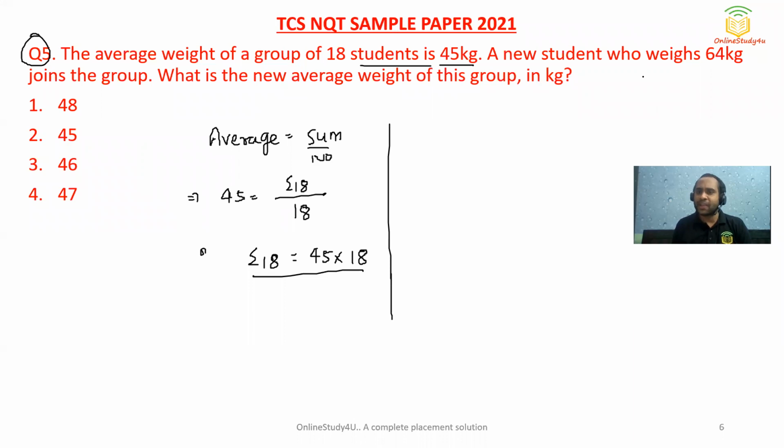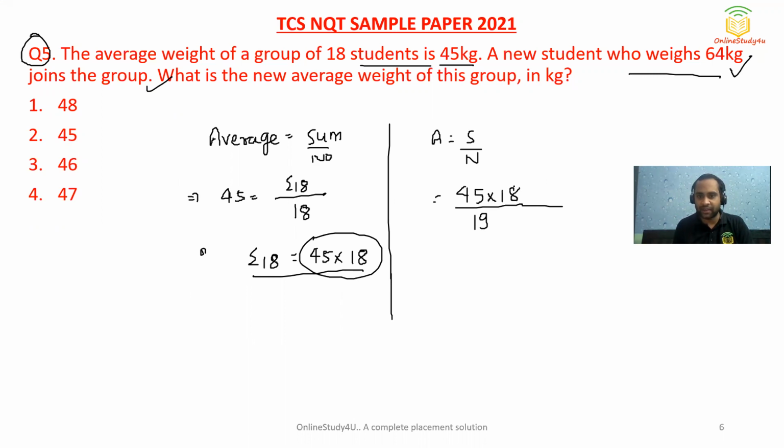Now a new student who weighs 64 kg joins the group. So now what is happening? Now the total number of students changes. Again, I will write average equals sum by number, and we have to calculate the average. The number is now 19, since a new student weighing 64 kg joined the group. The sum of 18 students is 45 into 18, and the new student's weight is 64 kg. Now you tell the average. It is simple.